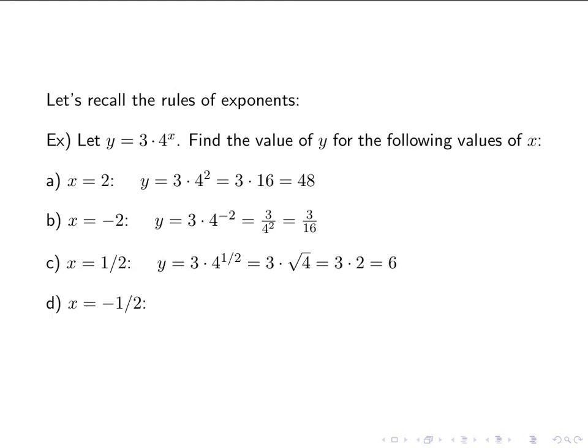And then let's combine the two. X equals negative 1/2. So I plug in 3 times 4 to the negative 1/2. Again, the 1/2 means the square root. The negative means I put it in the denominator. And I get 3 divided by the square root of 4, which is 3 over 2.